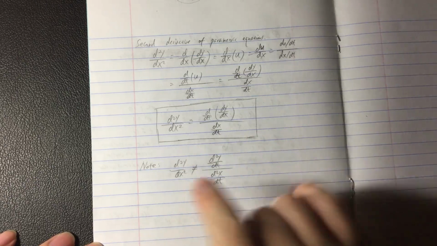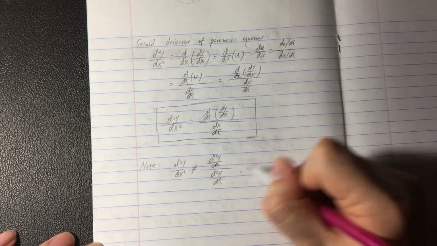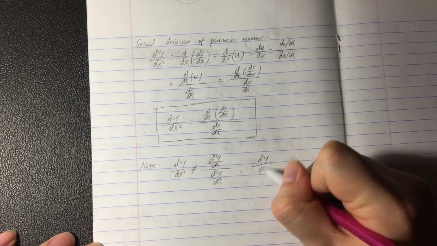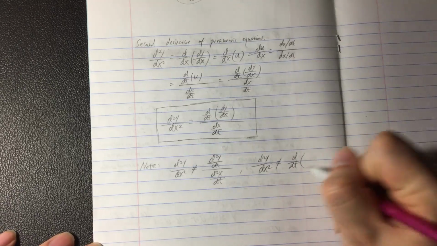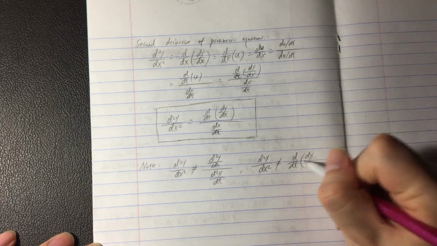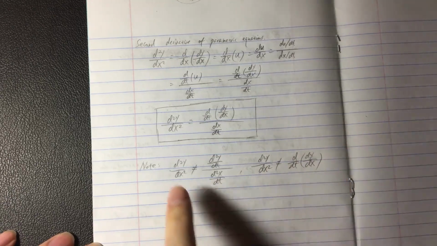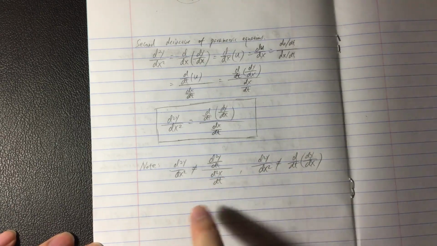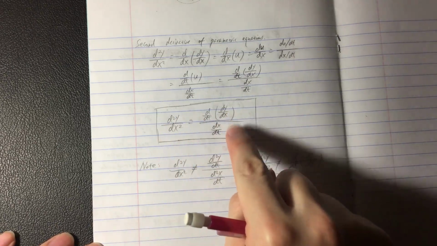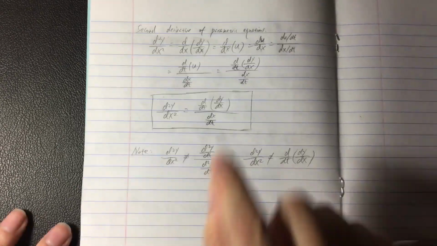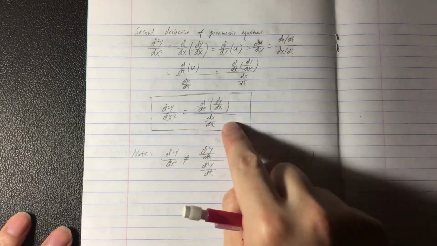That's one common mistake. Another common mistake: the second derivative is not the derivative of the first derivative with respect to t. Those are two common mistakes. Be very, very careful. This is the correct formula for the second derivative, assuming the denominator is not zero. That's the correct formula for the second derivative.